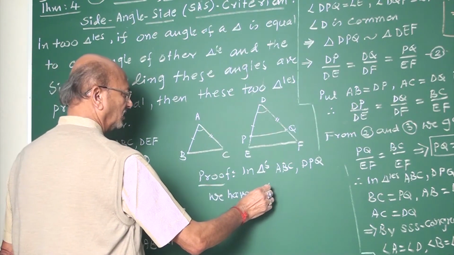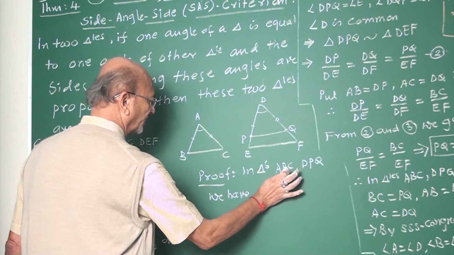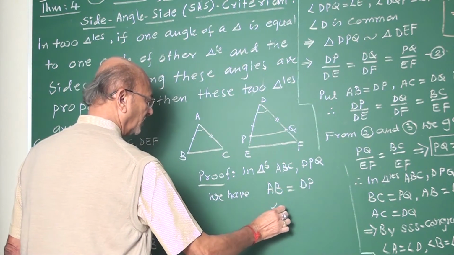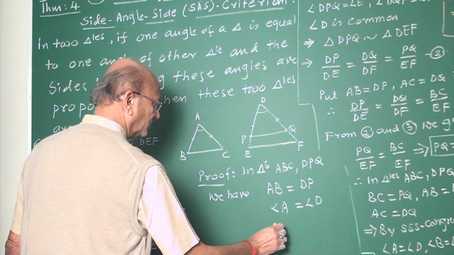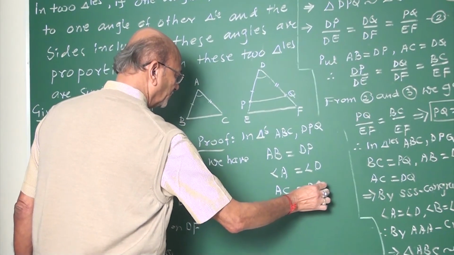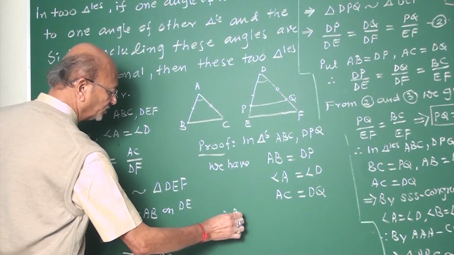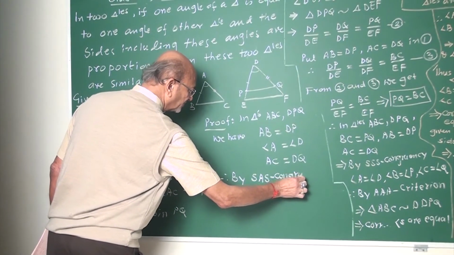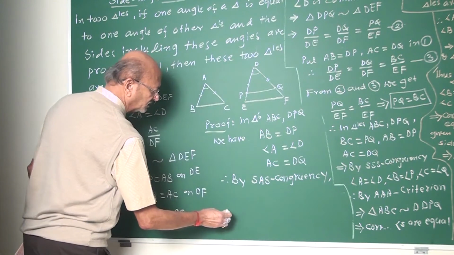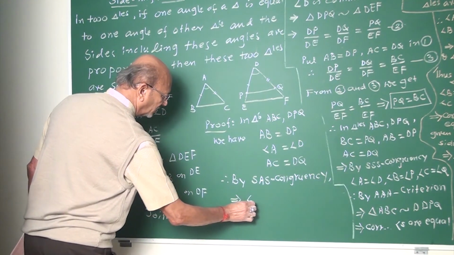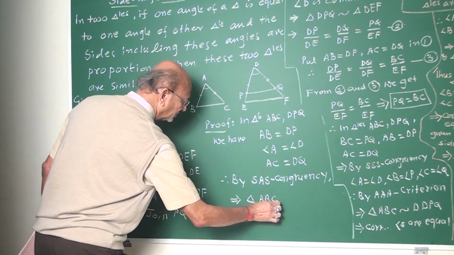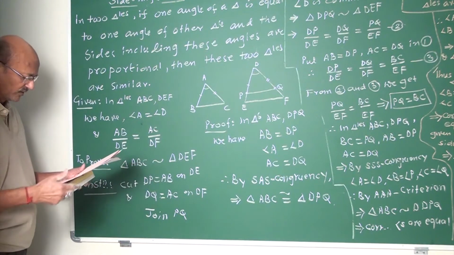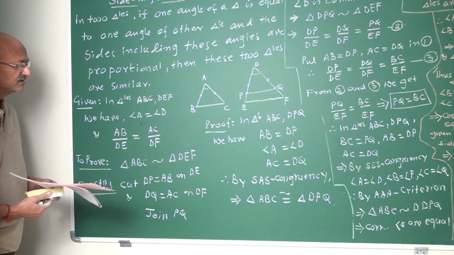Say, my friends, first I write what? One side, side AB equal to side DP, and angle A equal to angle D, then the other side AC equal to DQ. Yes, my friends. Therefore, by using SAS congruency, which is done in 9th standard, triangle ABC is congruent to triangle DPQ. They are congruent, my friends. SAS congruency property. This is true.